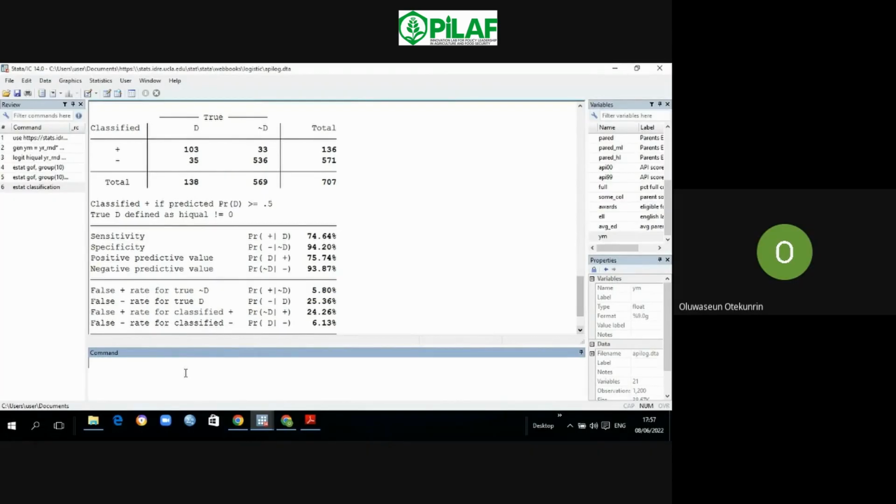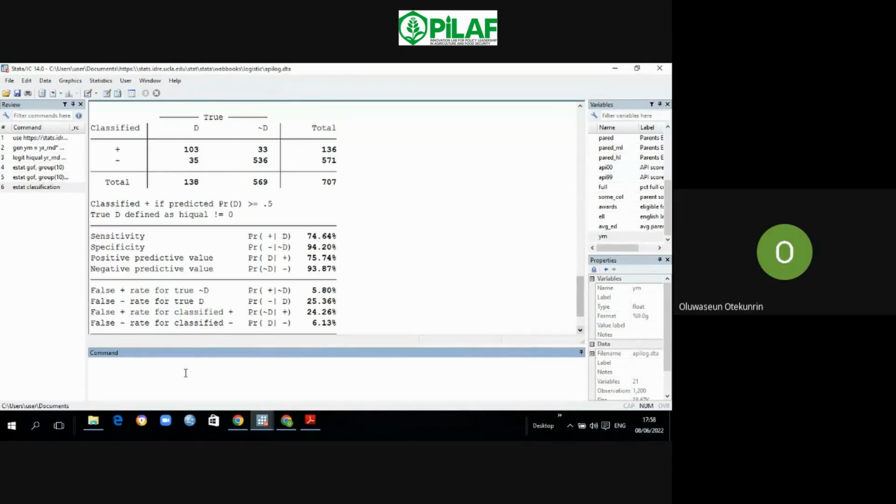What is the column total for that place? It is 138. So 35 over 138 times 100 gives us 25.36. That is the false negative rate for true D. The next one is the false positive rate for classified positive.